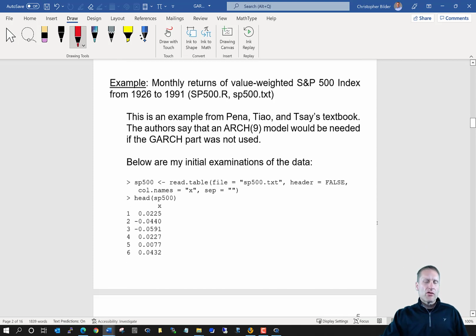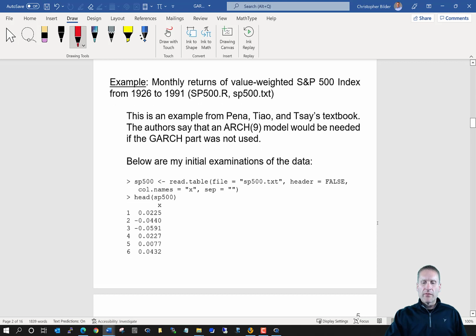Let's take a look at a short example associated with this. This goes back to the S&P 500 index values that we saw previously, the ones from 1926 to 1991, and I got this from Pena et al.'s book. They say that without a GARCH model, the best you could do is an ARCH 9, meaning without the G part of the model, you would need to use an ARCH 9 model. So that's a lot of parameters. Let's see what they do.